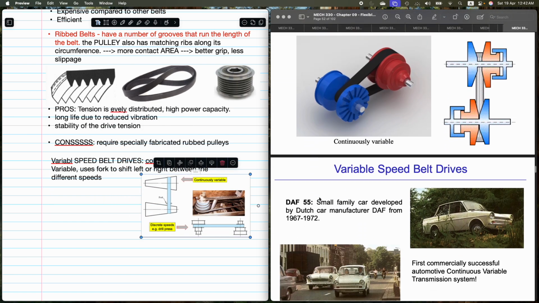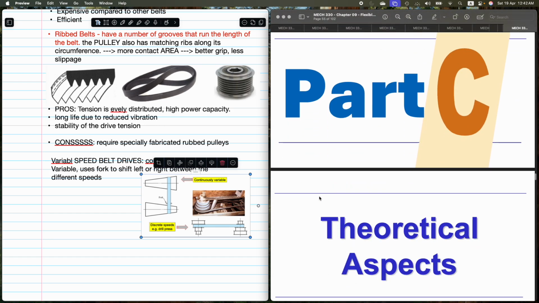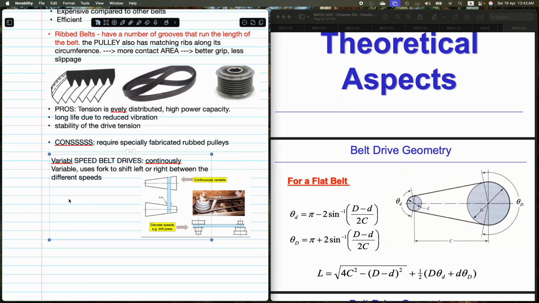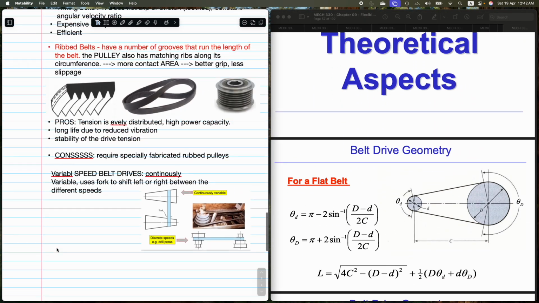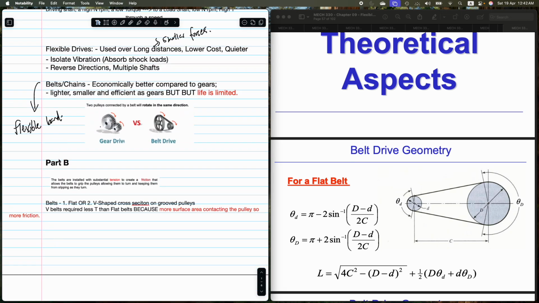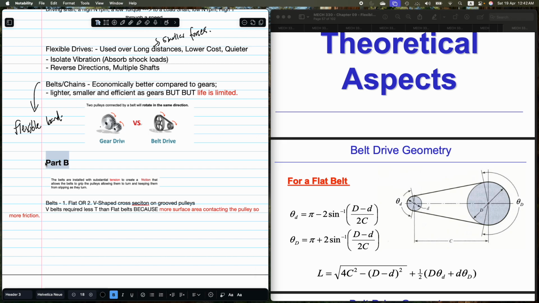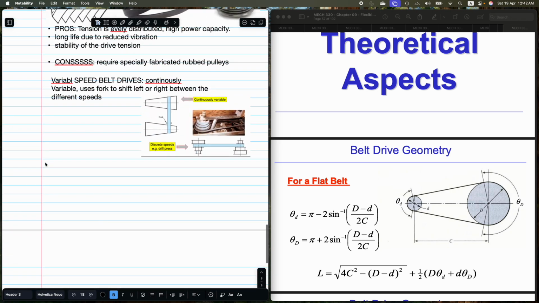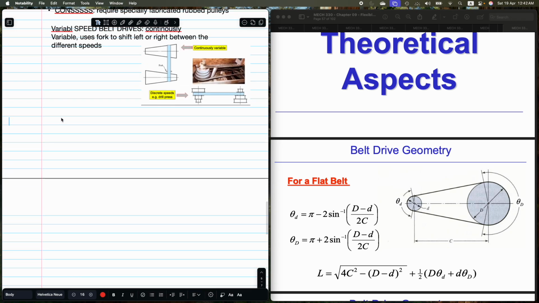Okay, and part C now, theoretical aspects. Let's write here part C.